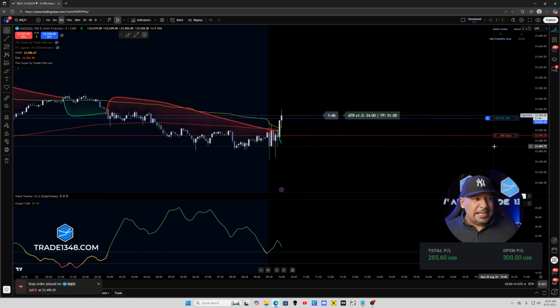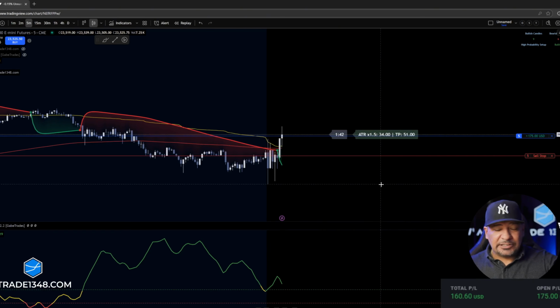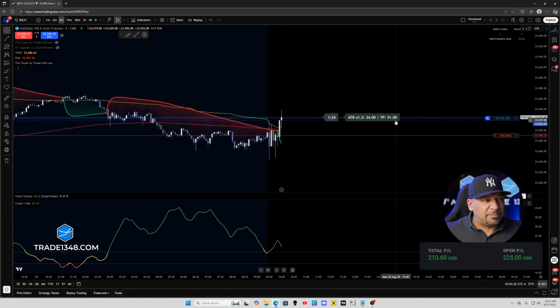Now I am decently away from price action. Let this trade develop and I will be profitable in this trade. Where's my take profit? 51 points from this entry.